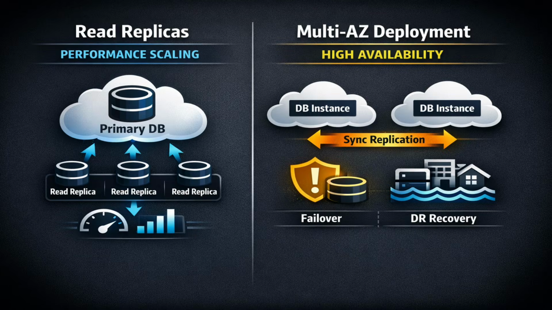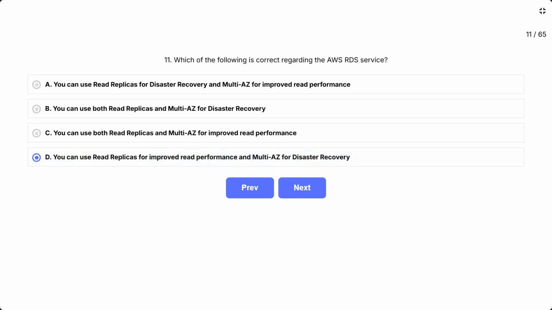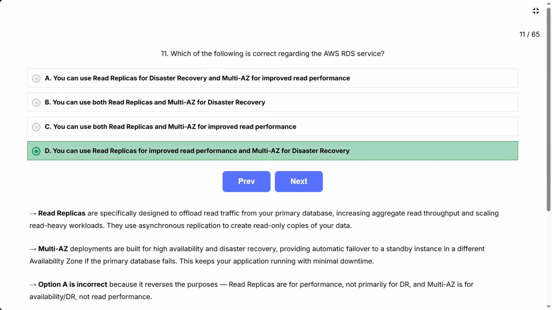This question is testing your knowledge about two key RDS features: read replicas and multi-AZ deployments. You need to understand what each feature is designed for: performance scaling or high availability and disaster recovery. The correct answer is D. You can use read replicas for improved read performance and multi-AZ for disaster recovery.